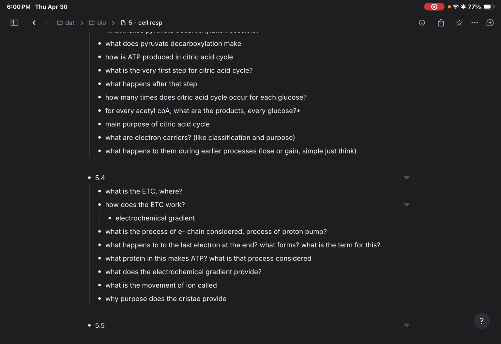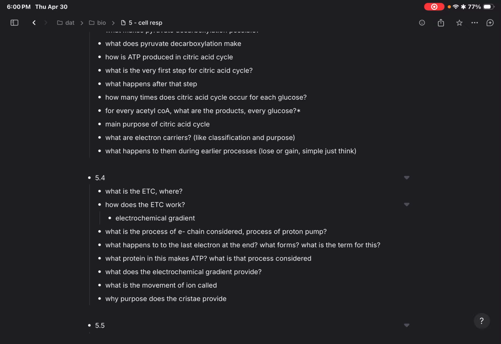Okay, so it's saying 2 acetyl-CoA molecules. Oh wait, no, that's the outcome. Oh, we're just talking about pyruvate oxidation. So with pyruvate decarboxylation, we make 2 acetyl-CoA, 2 molecules of NADH, and 2 molecules of CO2. Now for the citric acid cycle, we make 6 NADH, 2 FADH2, 2 ATP, 4 CO2.